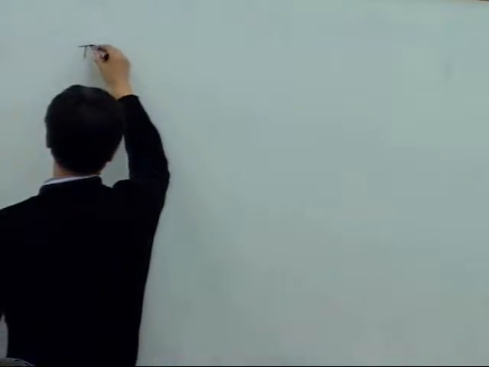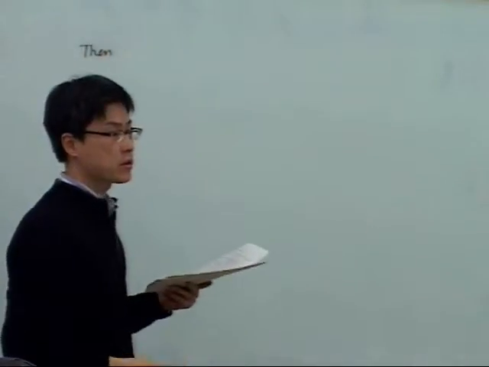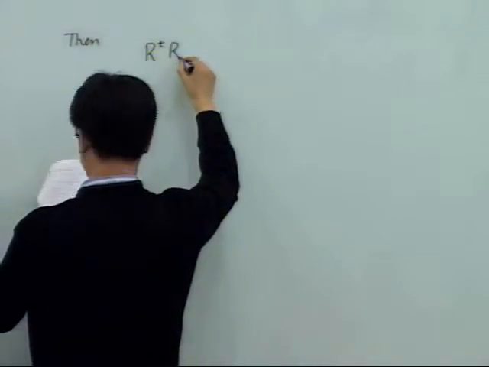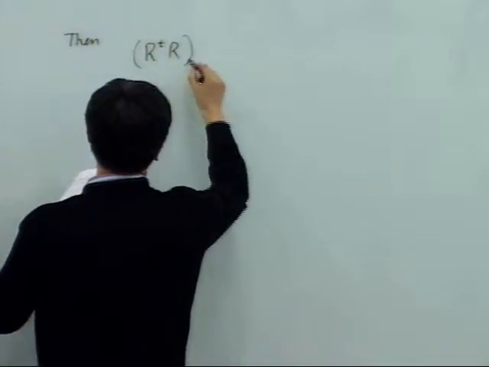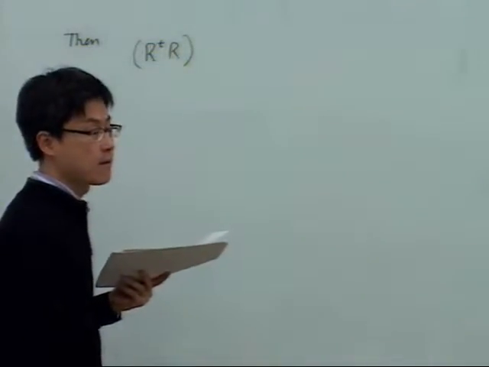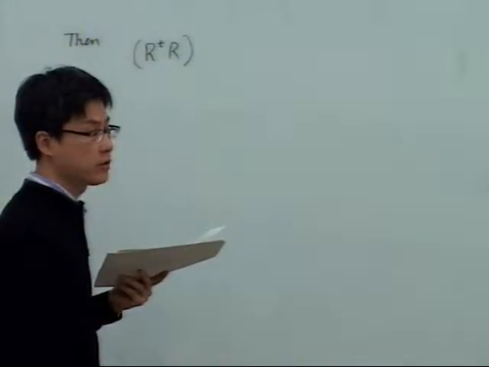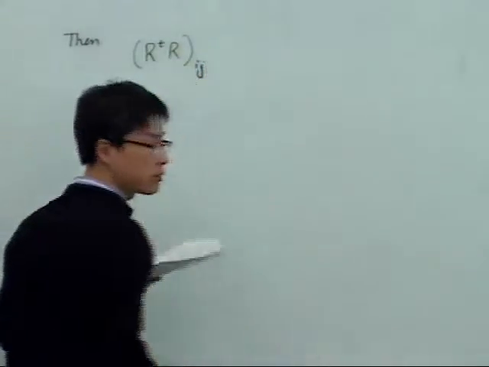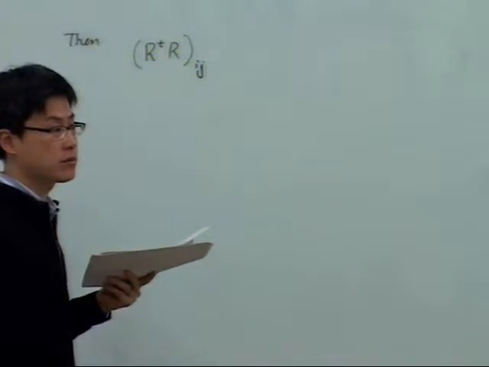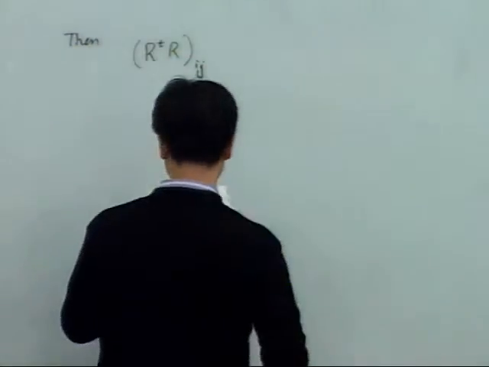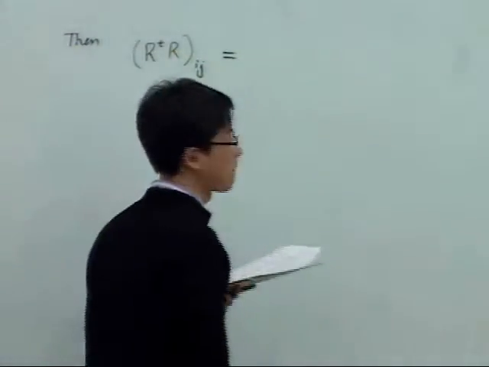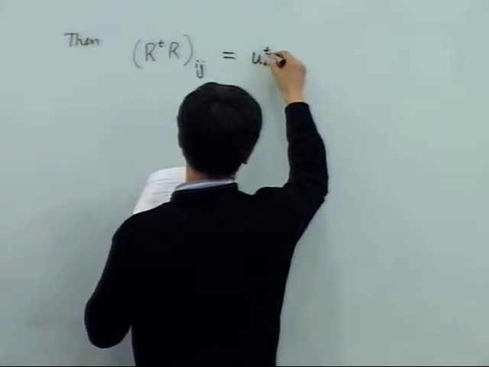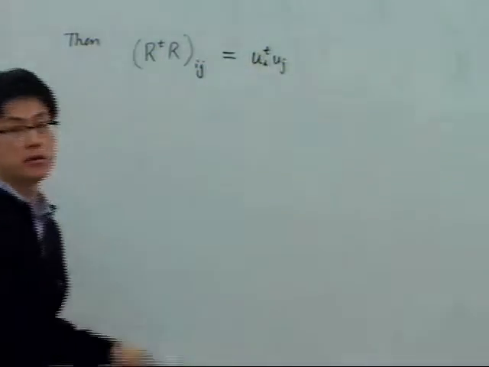Okay, then we can deduce some kind of property like this. R transpose R is also an n by n square matrix. However, if you look at the components of this R transpose R matrix, right?